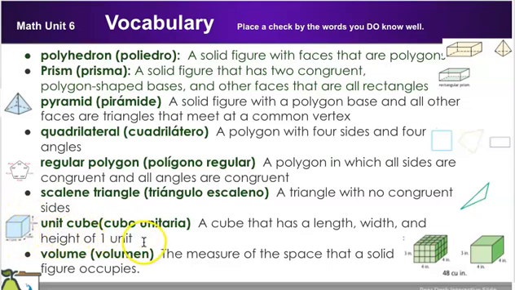That's your unit cube. If you don't want to identify it as any form of measurement, then you can just call it a unit. Volume, the measure of the space that a solid figure occupies. It's kind of equivalent to the capacity, what you can fit inside sometimes. So volume is the measure of the space that a solid figure occupies. And we're going to be taking a look at all those together.